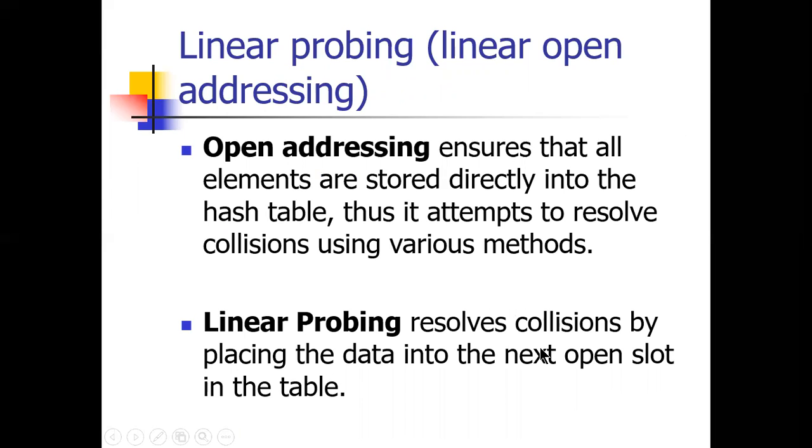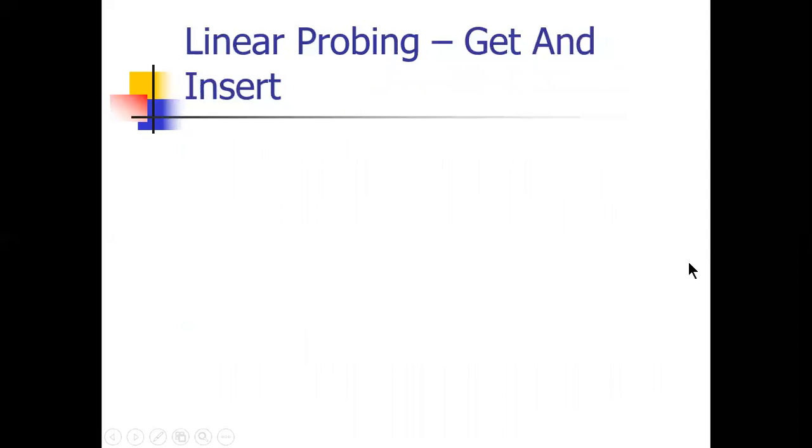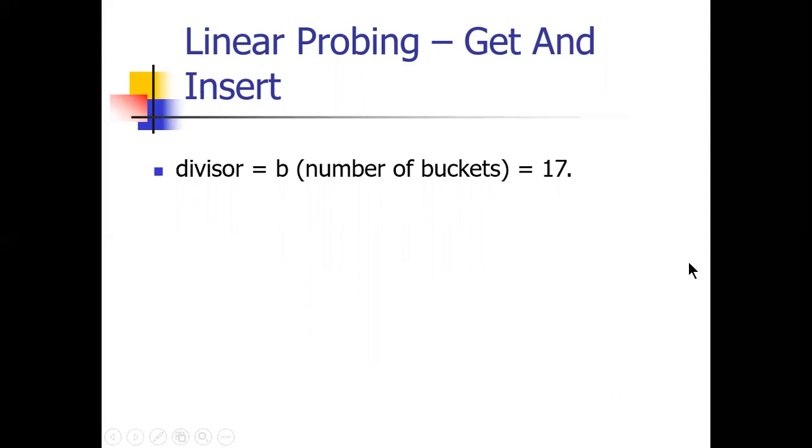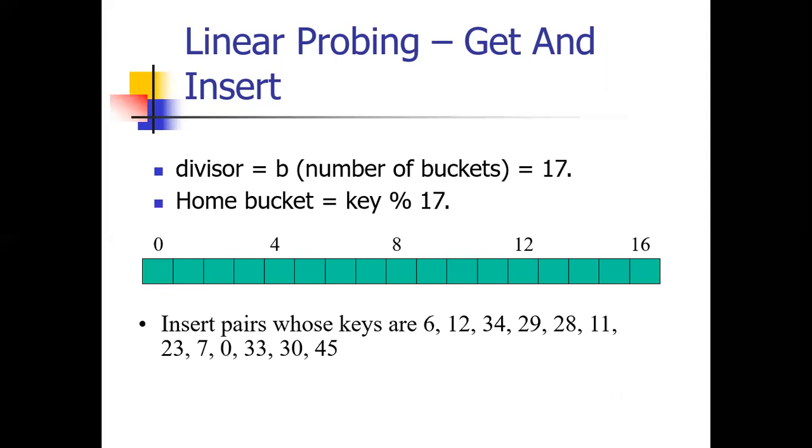Now let's look at, first of all, linear probing or linear open addressing. Open addressing ensures that all elements are stored directly in the hash table, as it attempts to resolve collisions using various methods. Linear probing resolves collisions by placing the data into the next open slot in the table. So for example, get and insert. This is the way it's done. Insert pairs whose keys are 6, 12, 34, 29, 28, 11, and so on and so forth.